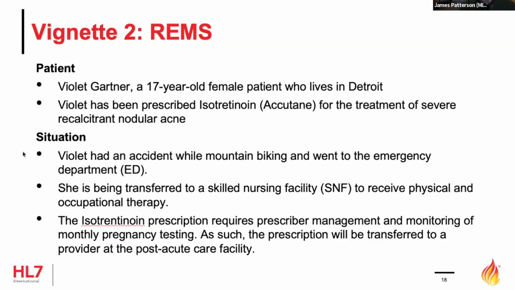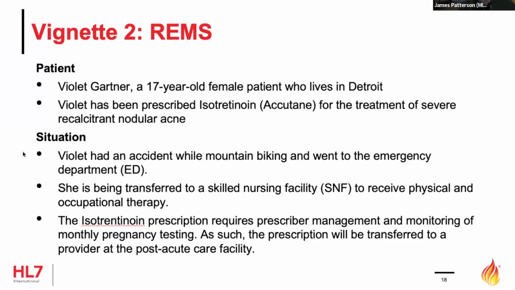So in our scenario, the clinical story, in essence, is a young woman, Violet Gartner, who is 17 years old, and she's living in Detroit. That's just relevant for some of the sample data that's being passed back and forth. You'll see Detroit across many of the providers. And the medication that she's been prescribed is isotretinoin, which is also called Accutane, and that's for severe acne. The situation that happens is that Violet has an accident while she's mountain biking, and she is taken to the emergency department.